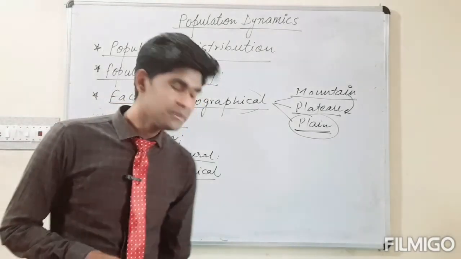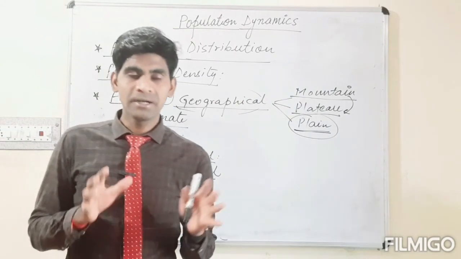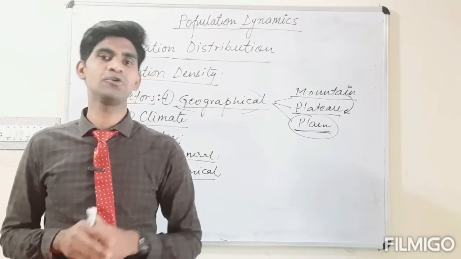In our next class, we will be discussing population growth, overpopulation and underpopulation, the death rate, birth rate, and the sex ratio.